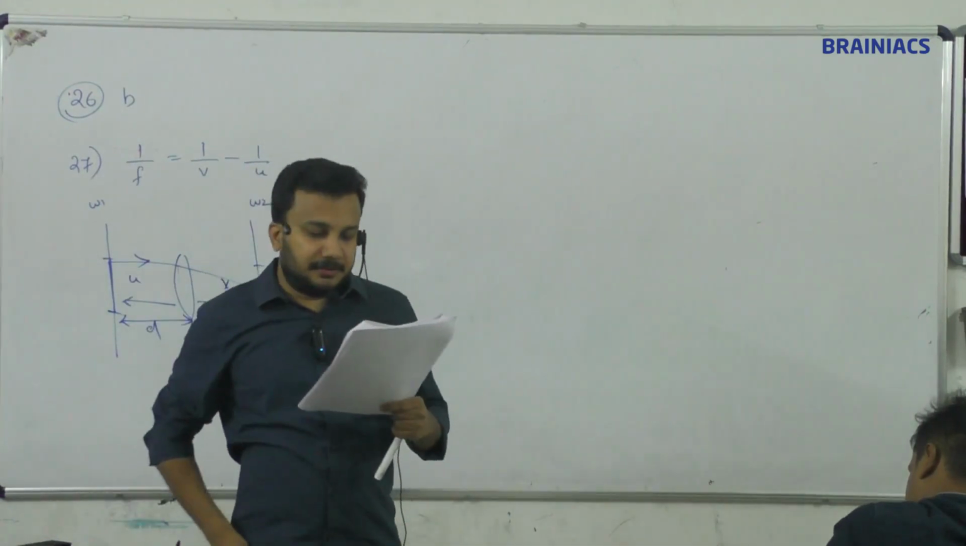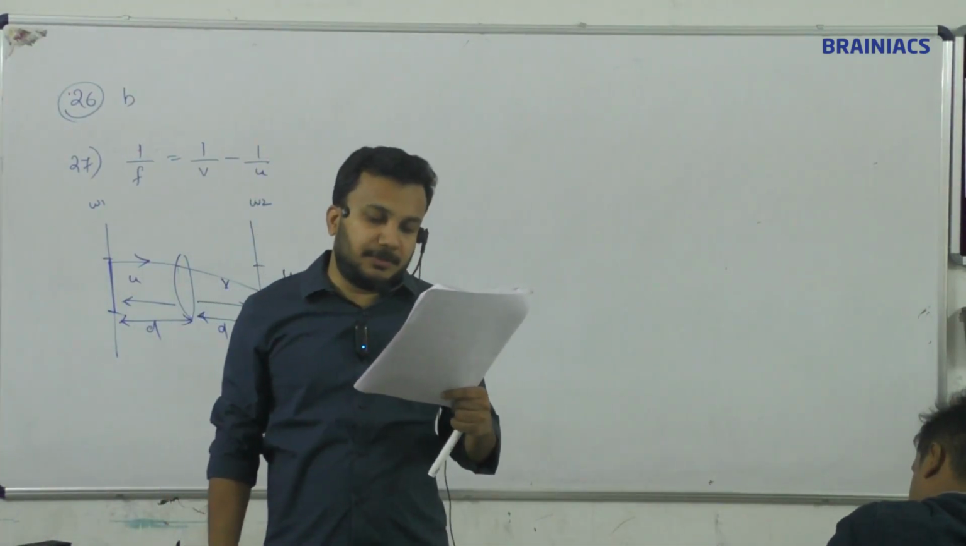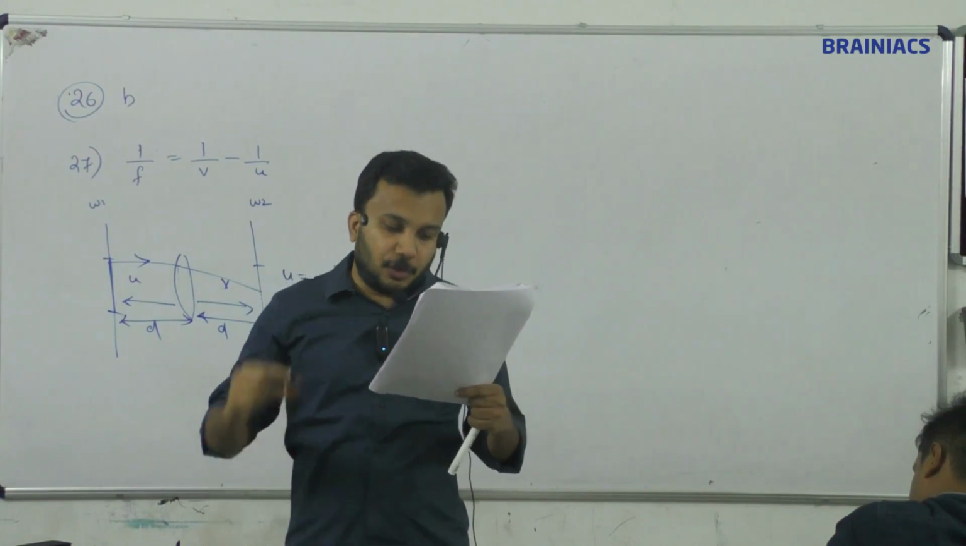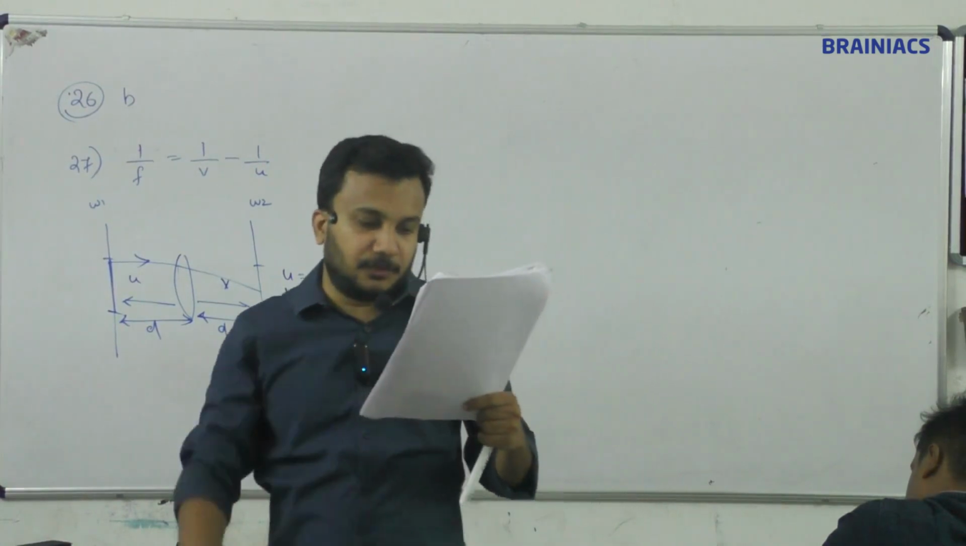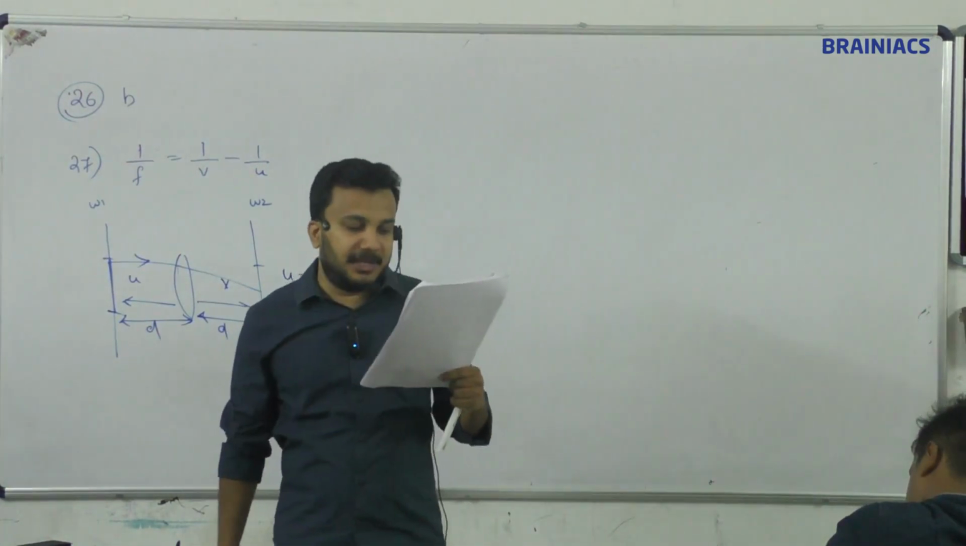Question number 28. A concave mirror forms an image of an object on a screen. If the lower half of the mirror is covered with an opaque card, what would the effect be?